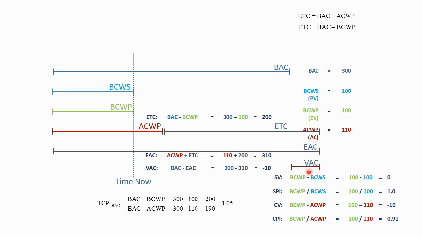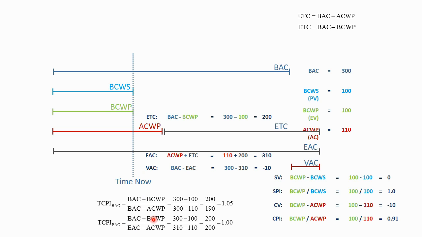So now the variance, the difference between the budget at completion and the estimate at completion, is 300 hours of budget minus 310 hours in my new estimate, or the project manager's new estimate. There's a minus 10-hour variance at completion. So what that says is, if you go with this new estimate at complete, the project is going to overrun by 10 hours.